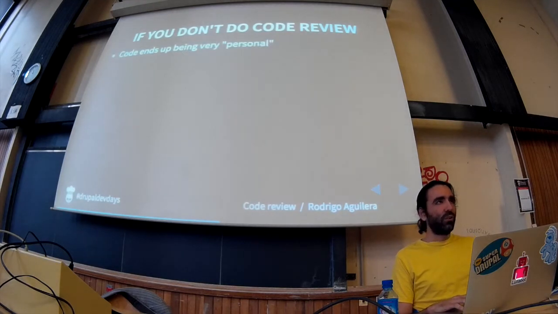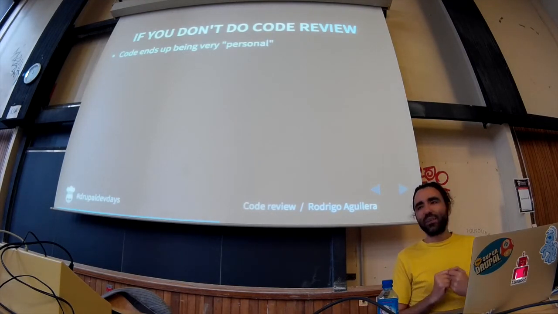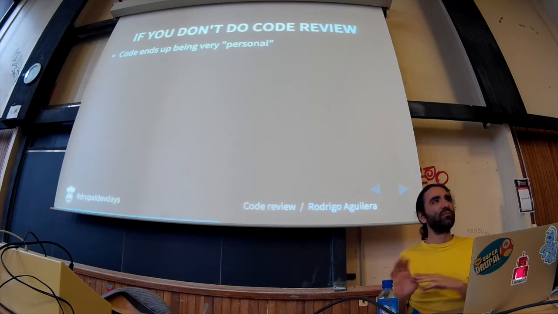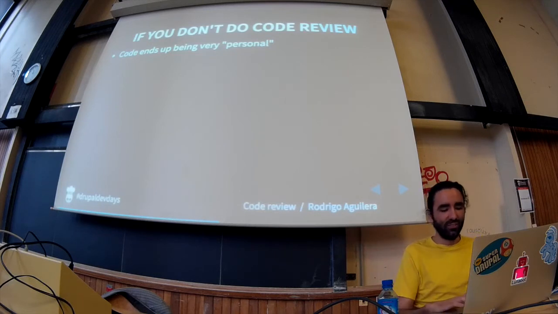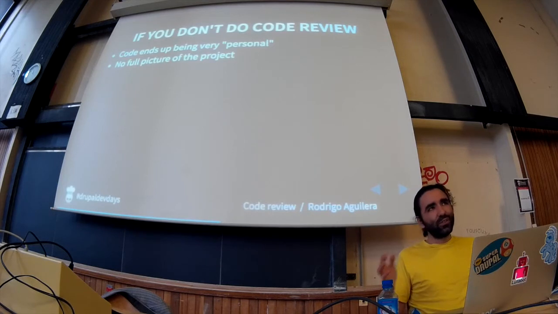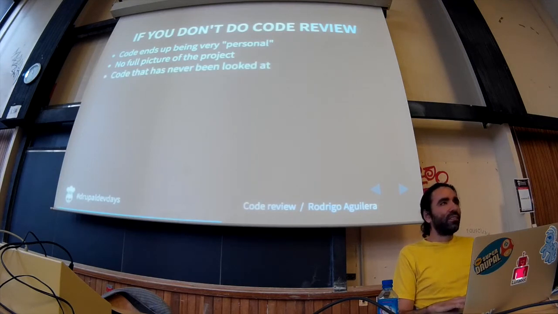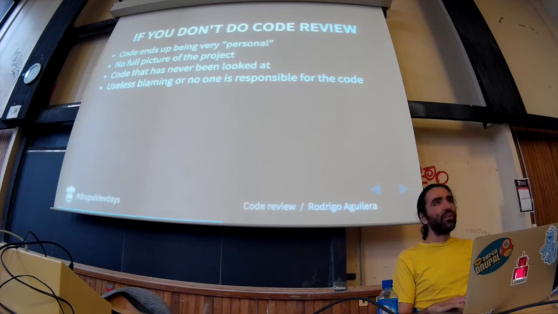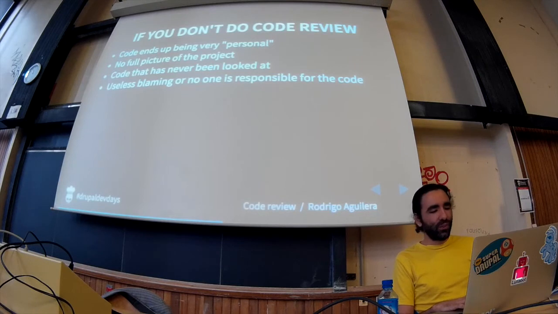Okay, so code ends up being very personal. This is the part that Joe makes. No one else is going to touch it because no one else knows about that part of the code. No one has a full picture of the project because you haven't looked at all the code. You end up with dark code that has never been looked at and is probably ugly code. There is blaming around. You don't reuse functions, things like that.